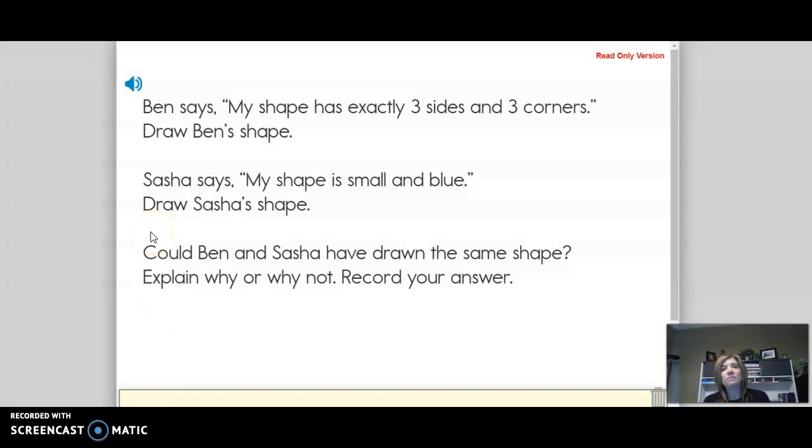at this math warm-up. I'm going to read it to you, and we're going to be stopping and doing some drawing and sketching together. First it says, Ben says, my shape has exactly 3 sides and 3 corners. Draw Ben's shape. So right now on your scrap paper or your whiteboard, whatever you got to write or draw on, I want you to draw Ben's shape. I'm going to do that too.